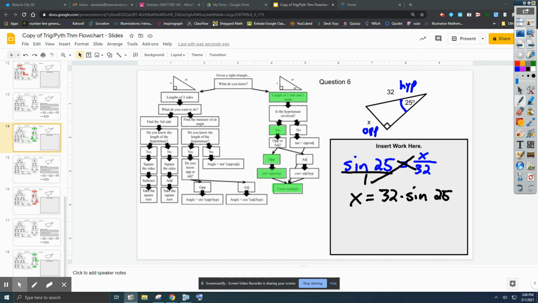Remember that this sine 25 is a decimal. We could actually get it and replace it with whatever decimal that equals, and then times 32. I am just going to, on my calculator, type 32 times sine 25. And this time, let's round to the nearest tenth. So I get 13.52. So it's roughly 13.5. Now that's not degrees because we're not finding an angle, we're finding the length of a side. So 13.5 inches or meters or centimeters. Okay, not degrees.